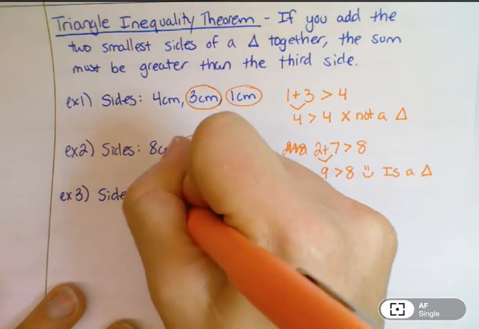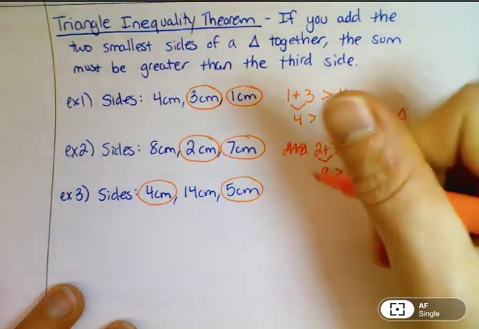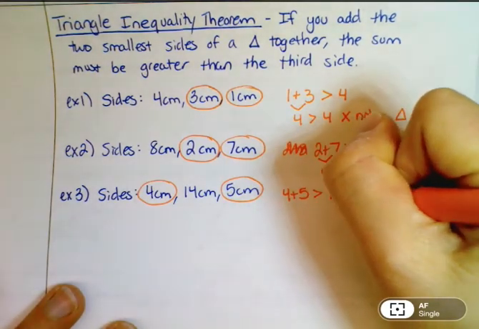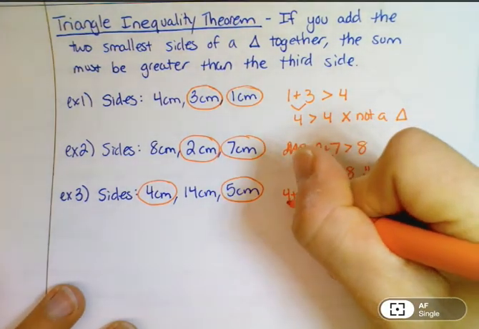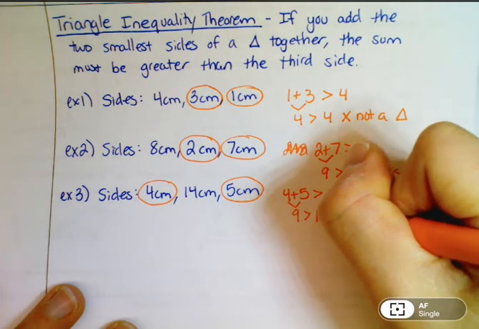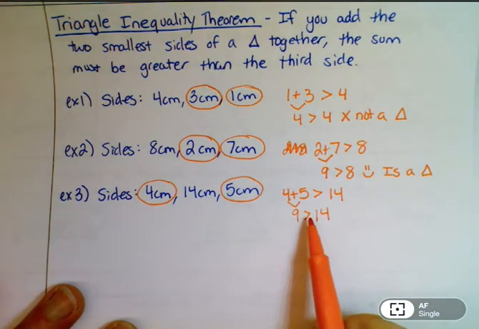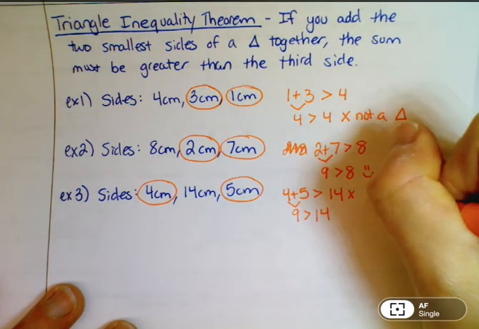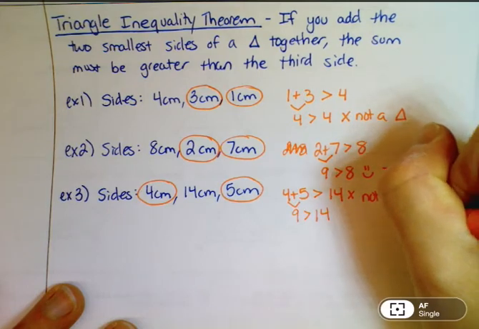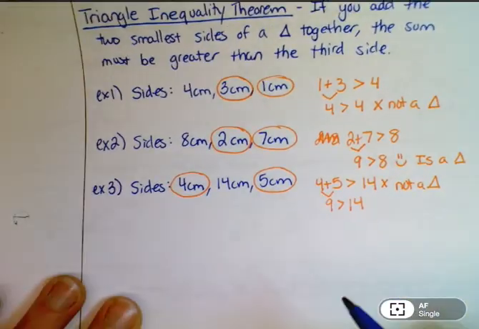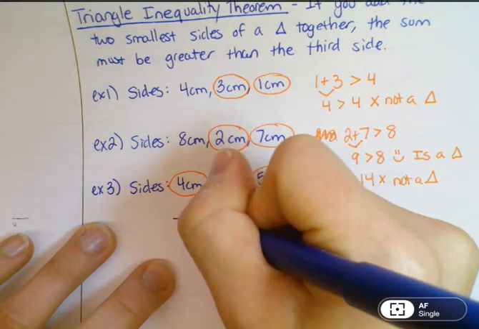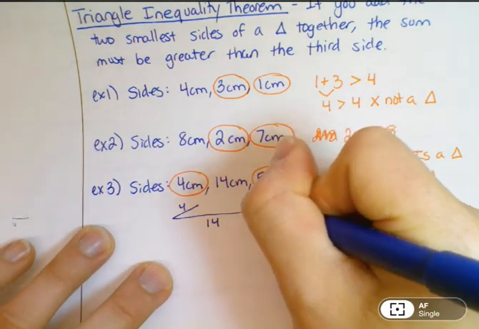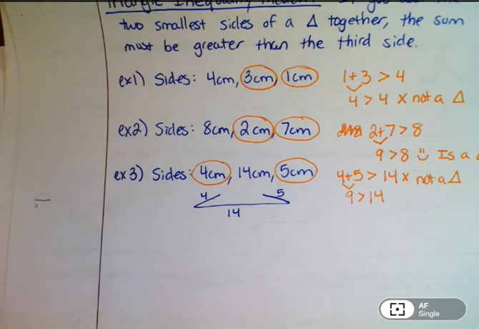So we've got our 2 smallest sides. So I'm going to add them up. 4 plus 5. And that needs to be greater than my third side, which is 14. 4 plus 5 is 9. And this is not right. 9 is not greater than 14. 9 is less than 14. So because that didn't work, this is not a triangle. And it should be obvious. If we were to try to draw it and we had like 14 centimeters here and then 4 and 5, those wouldn't really even come close to touching to form a triangle.